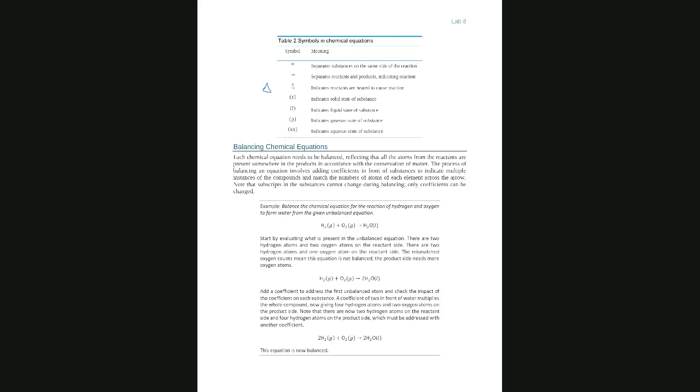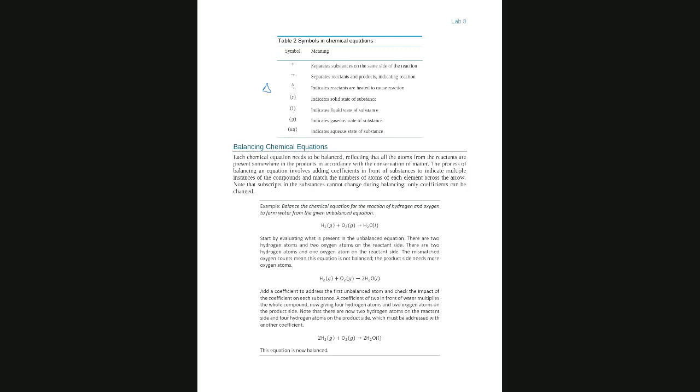And then in parentheses, if you see an S, it indicates that the substance is solid, L is liquid, G is gas, and AQ is an aqueous substance, which means, as we just said, the solvent is water. It's a solid dissolved in water.